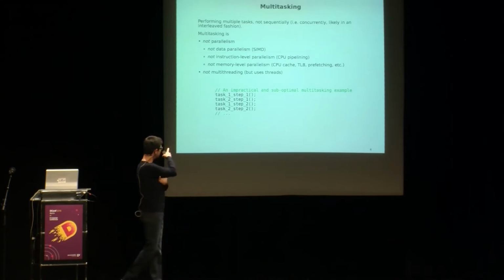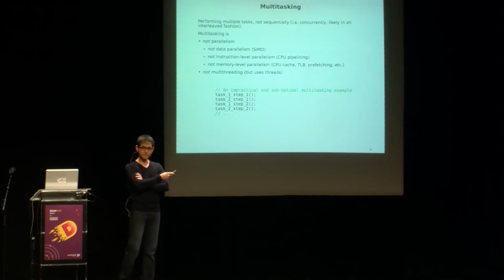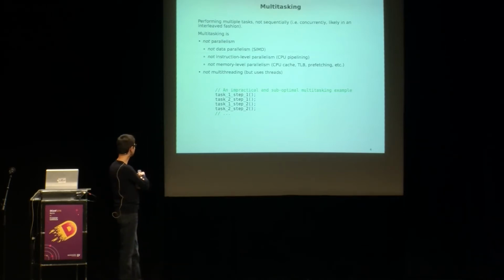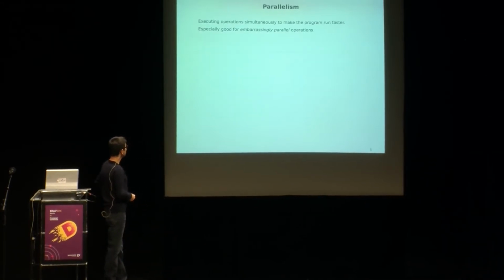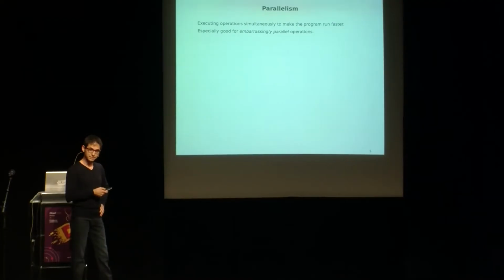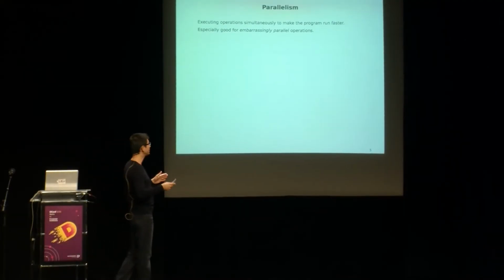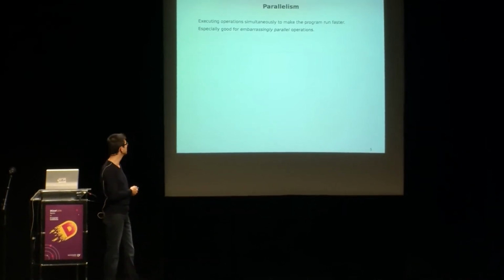And this impractical and suboptimal example is multitasking, but it's unusable. If you have two tasks, you can go through the two tasks step by step. Okay, here's parallelism. Not multitasking, because the purpose here is to make your program run faster, even though you seemingly have one task. And it's great for embarrassingly parallel operations.